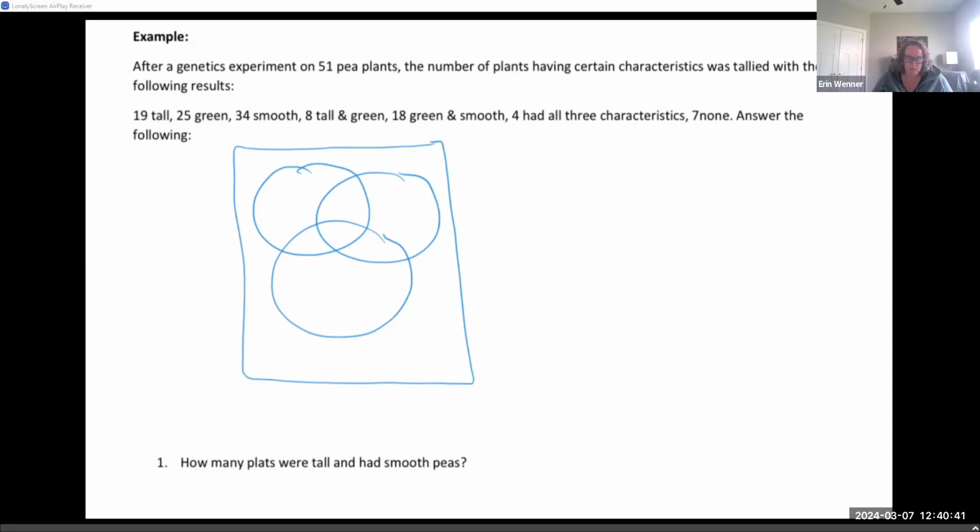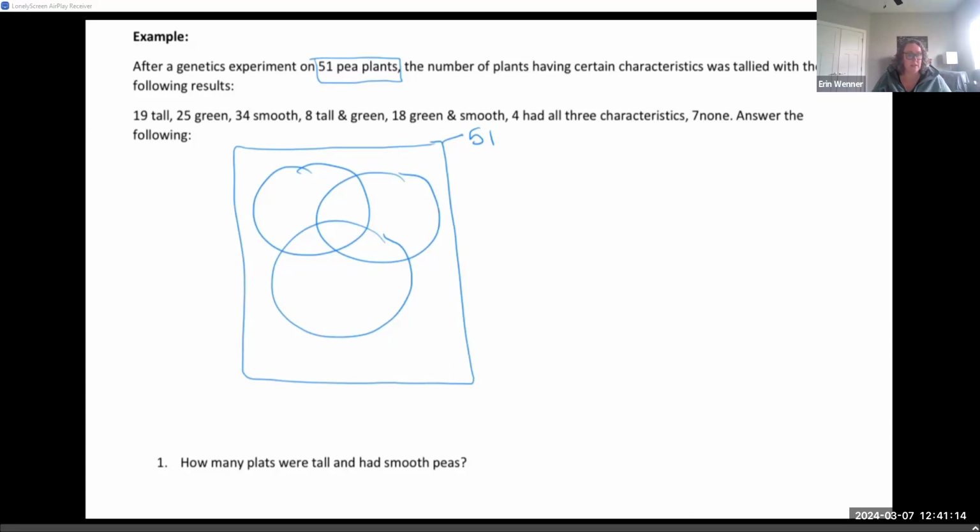Now, like I said, you want to make sure that you have that rectangle that represents the universal set. And in this case, the universal set is all the possible plants that they looked at. And in the instructions, it's telling us that they looked at 51 pea plants. So I'm going to remind myself that this whole thing has to equal 51. And when I say the whole thing, I mean, if I add up all the regions of the Venn diagram, plus that space outside, all of that has to equal 51.